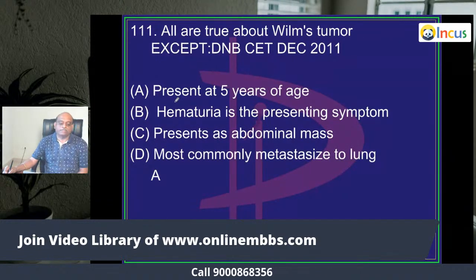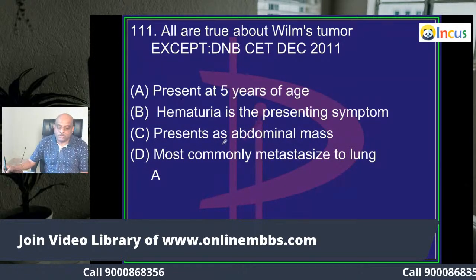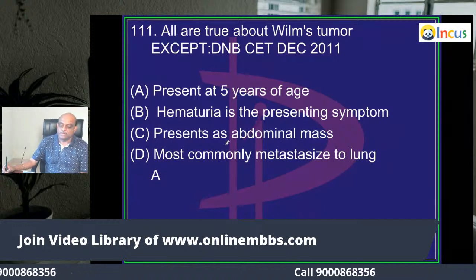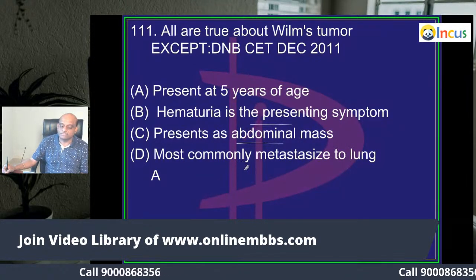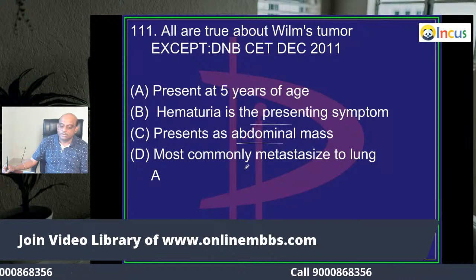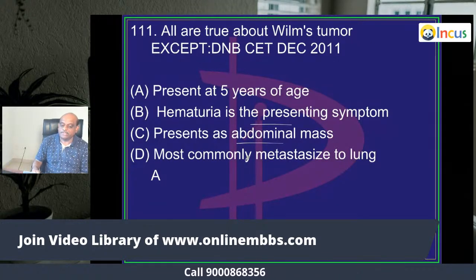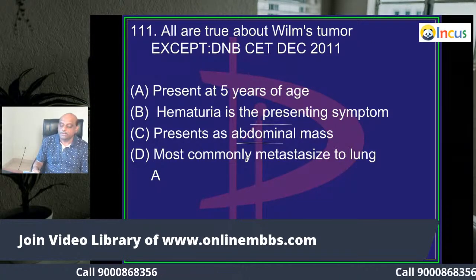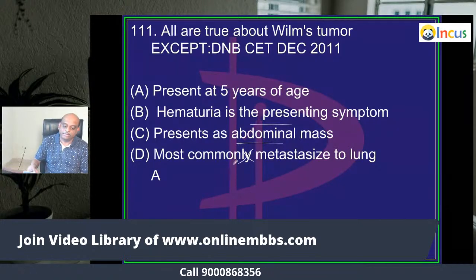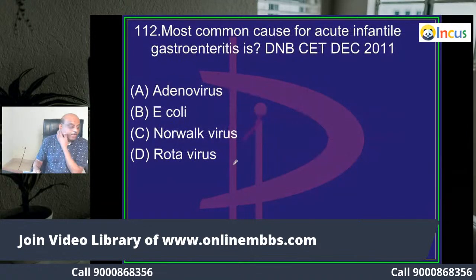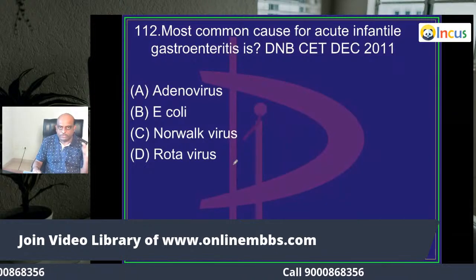About Wilms tumor. Hematuria is the presenting symptom, presents as abdominal mass. I think there are option D also. So we'll come back to this question. Now, the question frame was not correct.